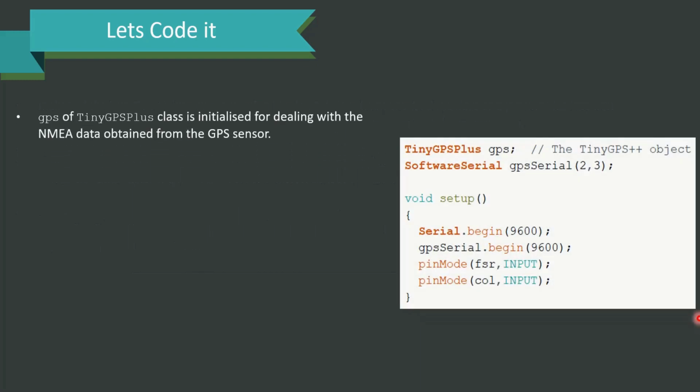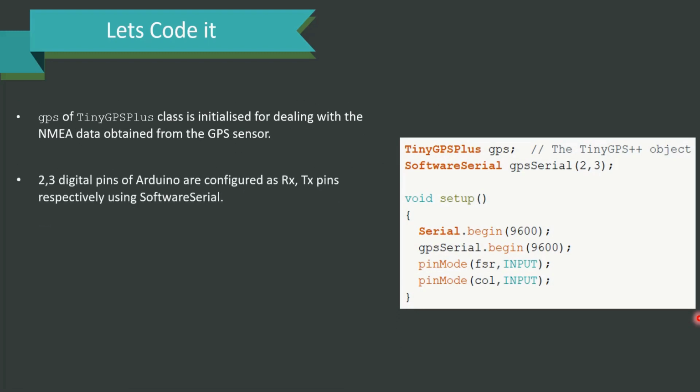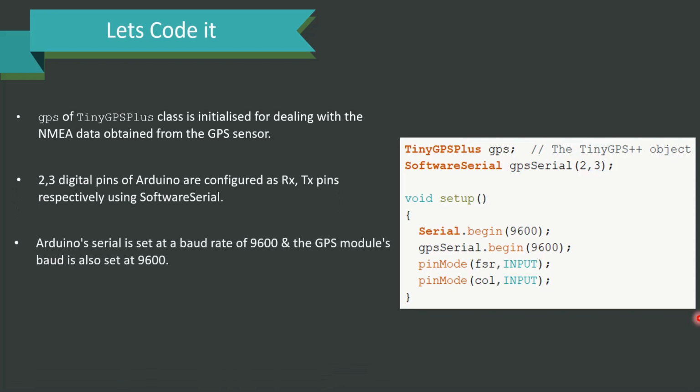Let's continue the coding. GPS of TinyGPSPlus class is initialized for dealing with the NMEA data obtained from the GPS sensor. 2 and 3 digital pins of Arduino are configured as RX and TX pins respectively using software serial. We have taught complete details about the software serial in the previous modules, and if you have any questions or doubts regarding that, you can go through the previous modules once again.